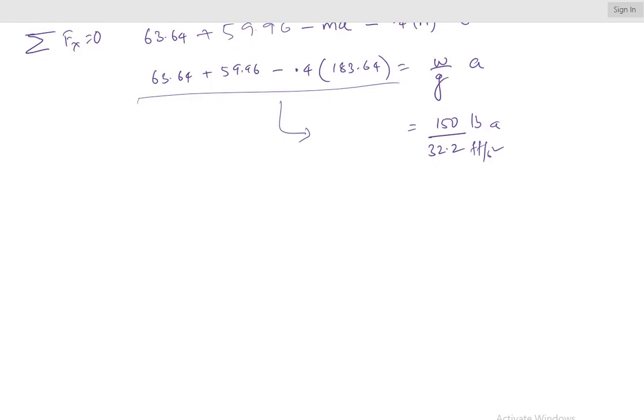So 63.64 plus 59.96 minus 0.4 times 183.64. We get 50.14. So let me erase that. 50.14 is equal to this. So acceleration is equal to 50.14 times 32.2 divided by 150. Is that right? Yes. So you get 10.76 feet per second square.